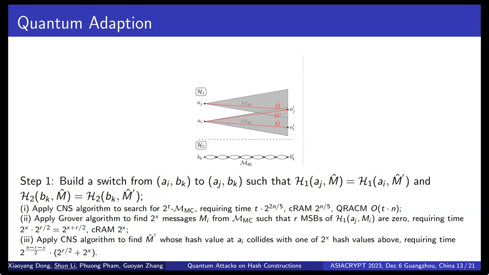For this step, the optimum time complexity could be achieved when x equals R over 2 equals n over 5 and t equals 4n over 5. The overall time complexity for building a single switch is 2^(n over 5).